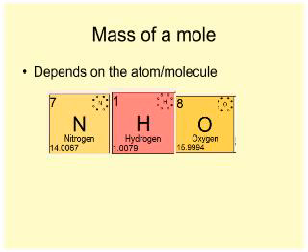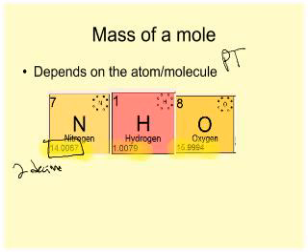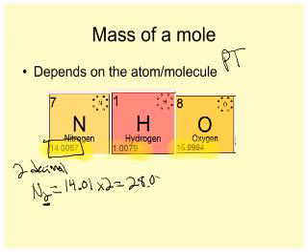Mass of a mole. So right now we've got volume of a mole. Now we're doing mass of a mole. It depends on the atom or molecule. The bottom number, the one with the decimal, is the mass of a mole from the periodic table. And just so you know, we're going to pull 2 decimal places all the time. So if I wanted to know the mass of a mole of N2, since my periodic table says nitrogen is 14.01, times 2 because it's diatomic, I would get 28.02, and the unit is grams.